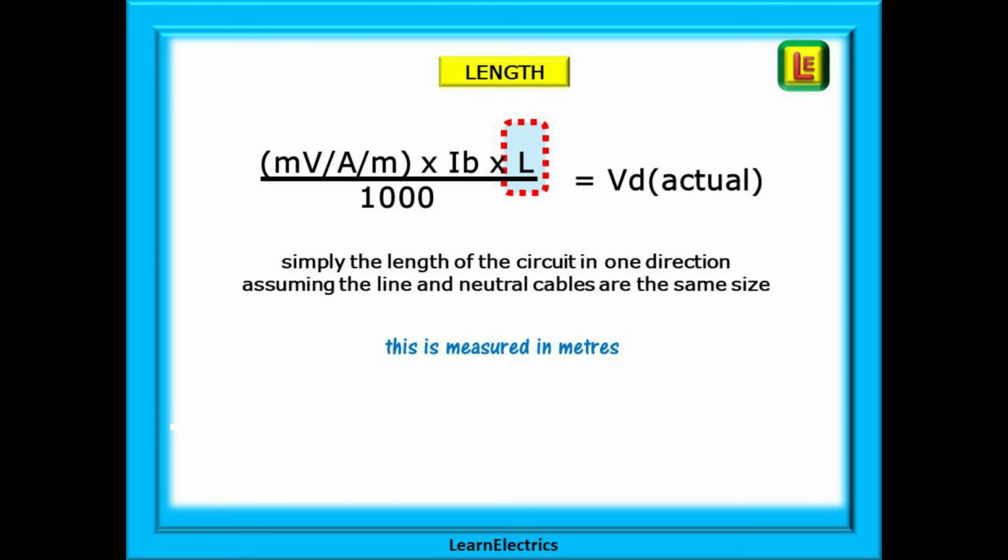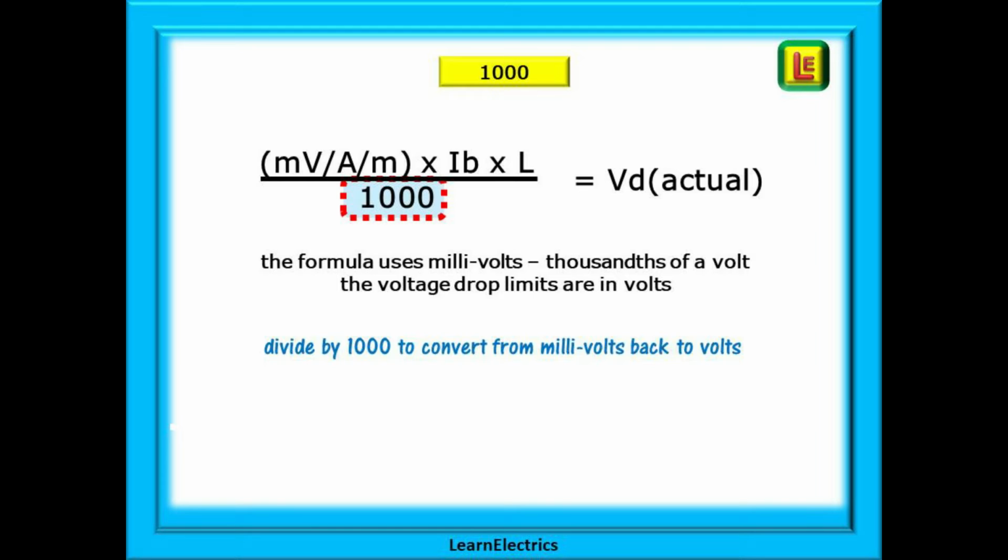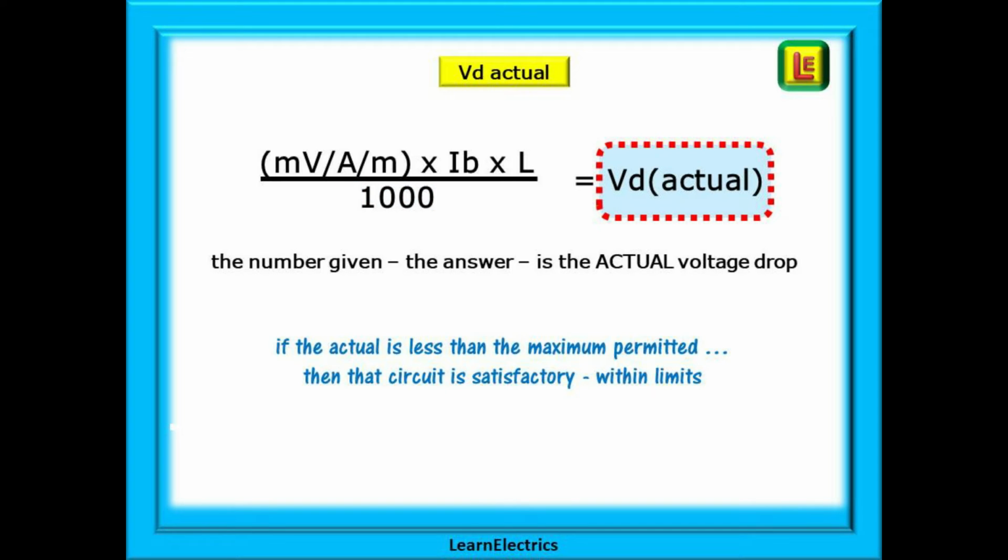The L is for the length of the circuit in metres in just one direction. An assumption is made that the line and neutral cables are the same size or cross-sectional area. And lastly, we have the number 1000. This is an important number. The MVAM number is in millivolts, but the maximum voltage limits are in volts. So, we divide the calculated answer by 1000 so that we can make a direct comparison in volts. All this will give us the actual voltage drop. If the actual voltage drop is less than the maximum permitted, then we can say that the circuit is satisfactory. That is, it is within limits in relation to voltage drop.